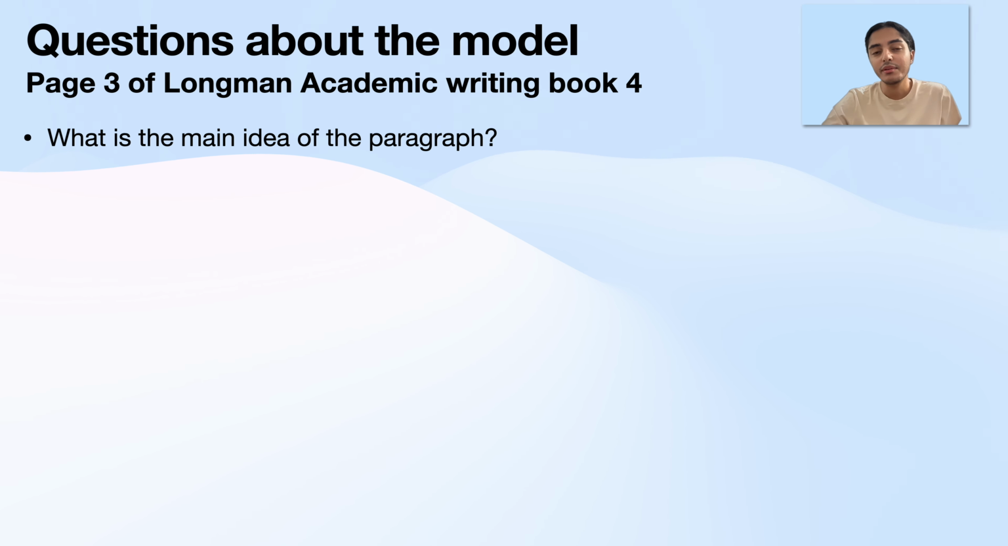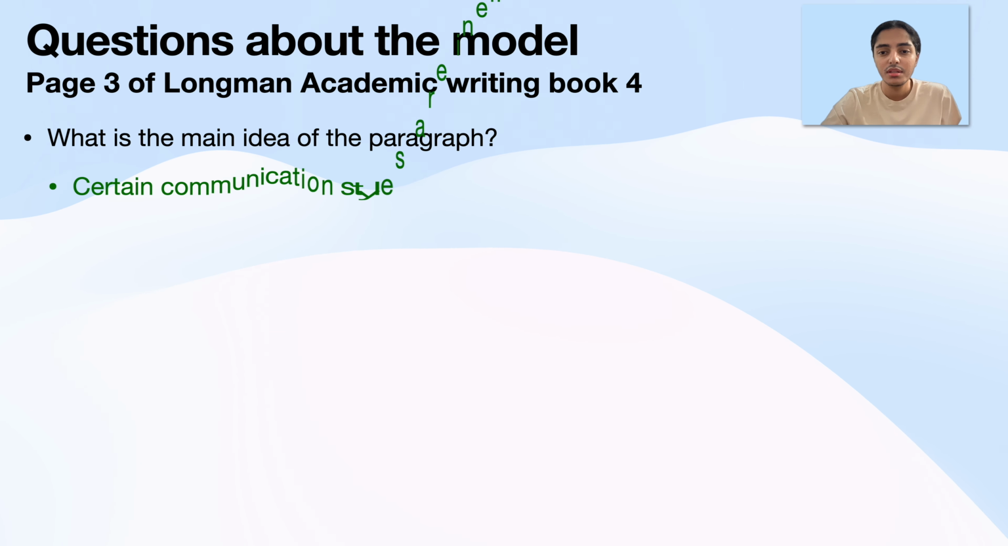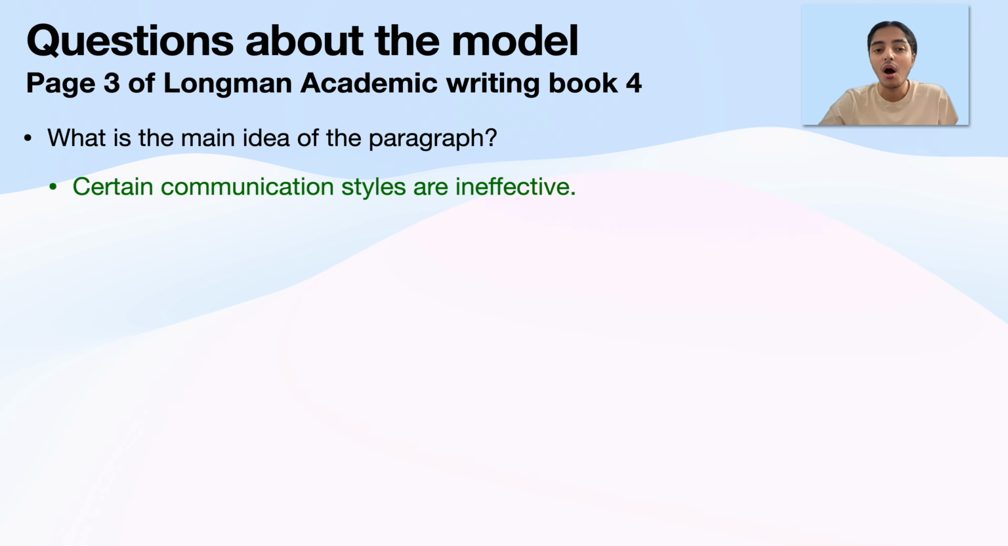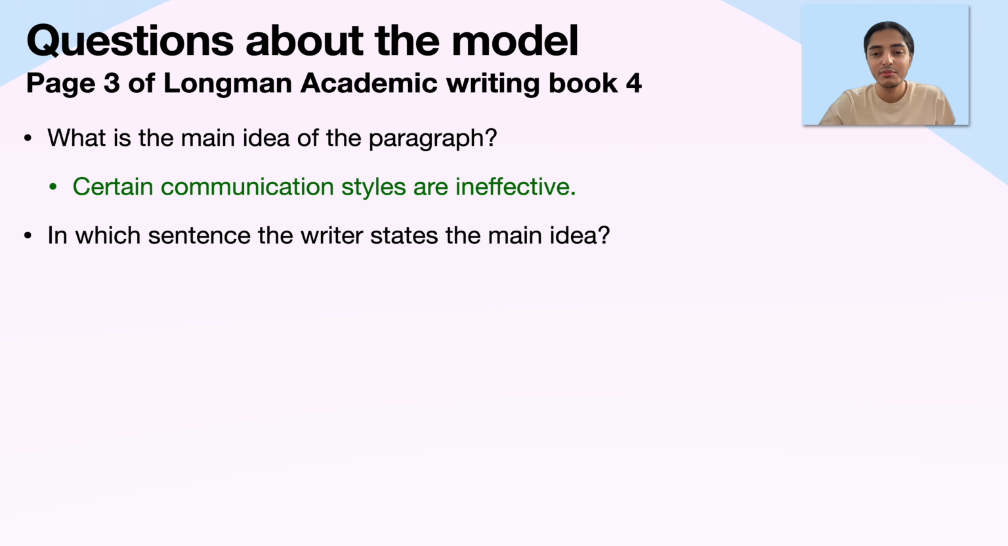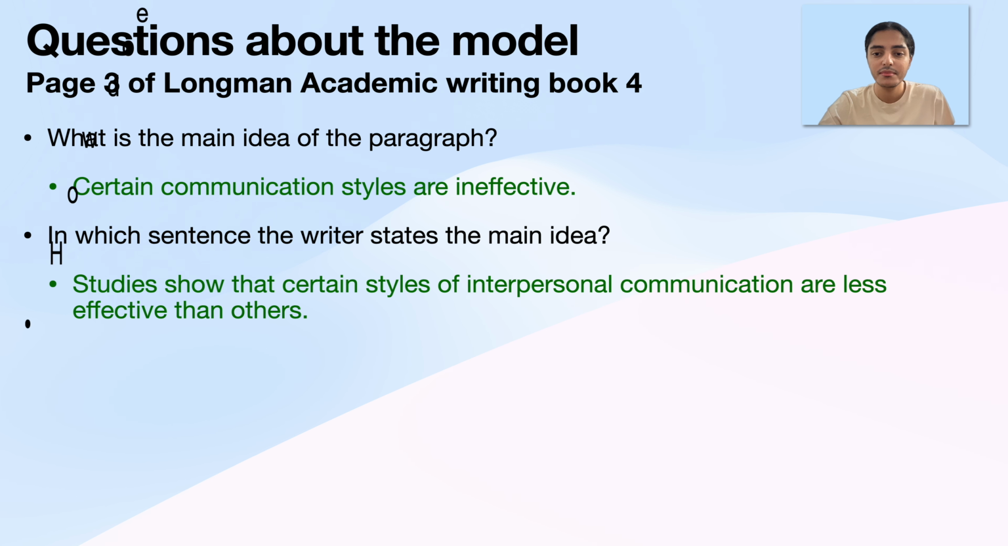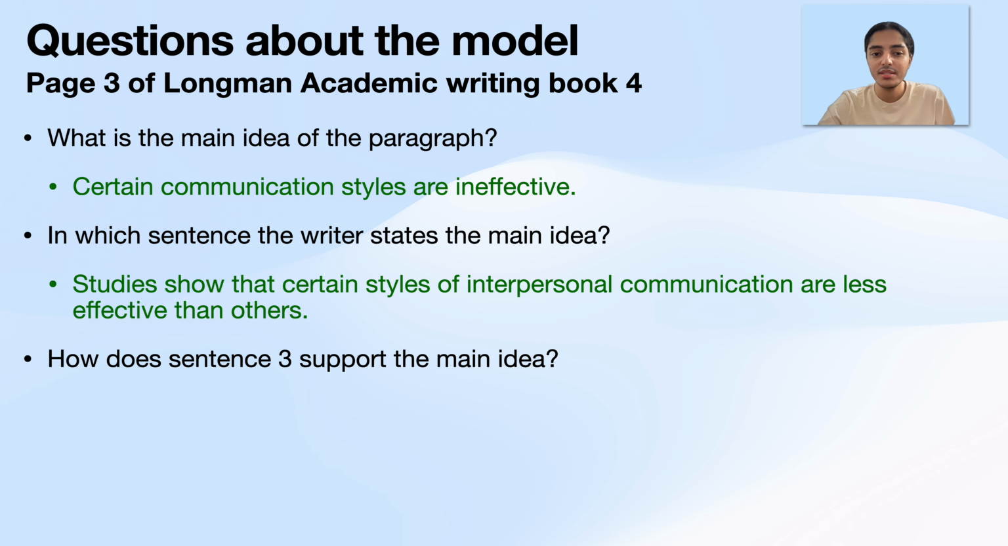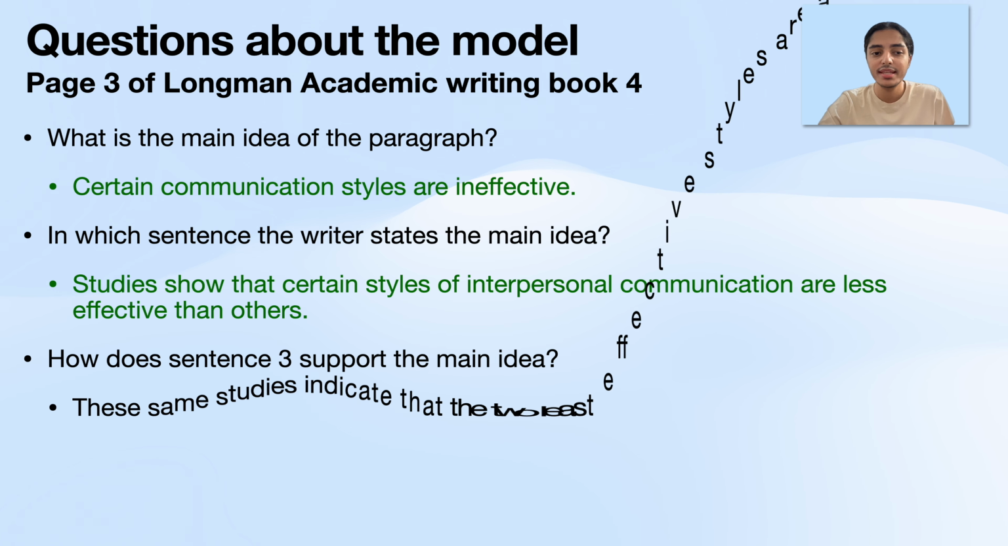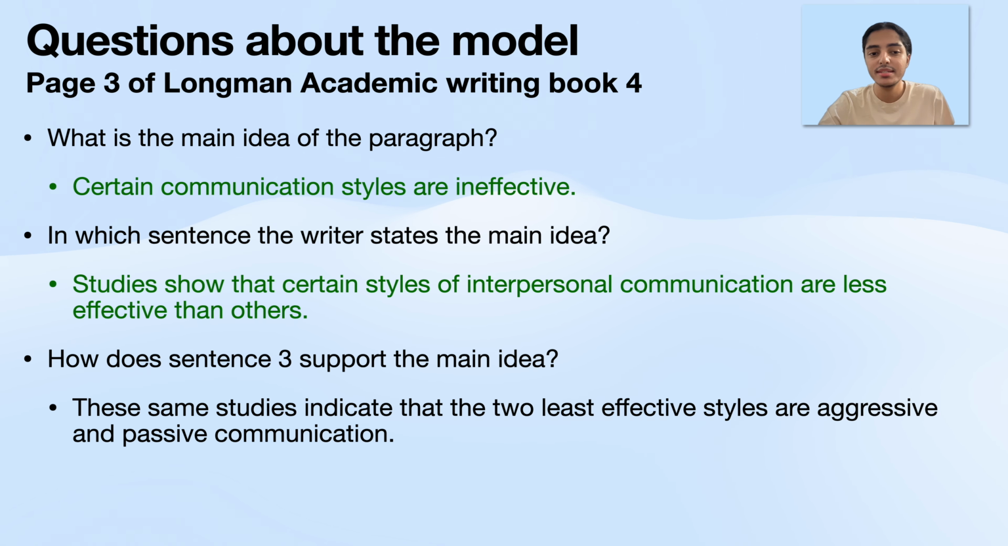What is the main idea of the paragraph? What do you think? Certain communication styles are ineffective. In which sentence does the writer state the main idea? What do you think? Studies show that certain styles of interpersonal communication are less effective than others. That's the main idea. How does sentence 3 support the main idea? Here is sentence 3. These same studies indicate that the two least effective styles are aggressive and passive communication. Well, it explains.